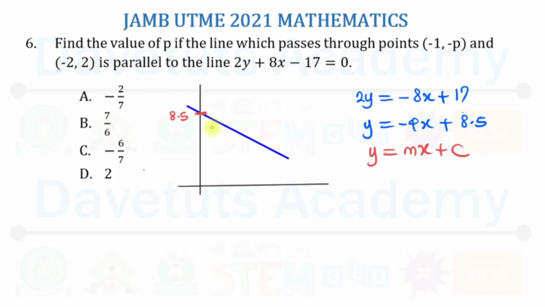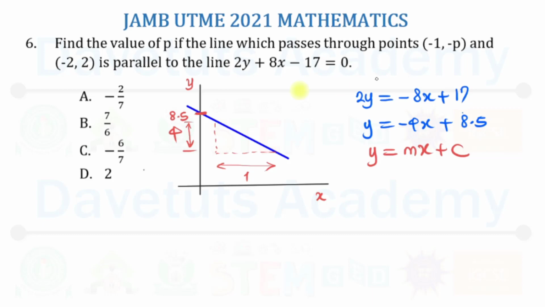Let me shift this. Sometimes you can just look at your question and get the solution out. But in this particular case, you are going to solve it, and that is what we are going to be doing now. So this is a 4-unit change on the y-axis corresponding to a 1-unit change on the x-axis. For this particular equation, we are told that the line joining the unknown point and the point minus 2, 2 is parallel to the line 2y plus 8x minus 17 is 0, meaning that they both share the same slope.